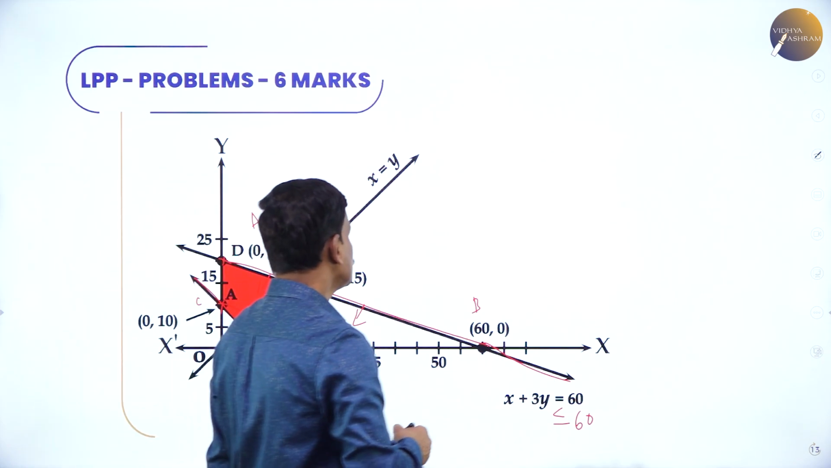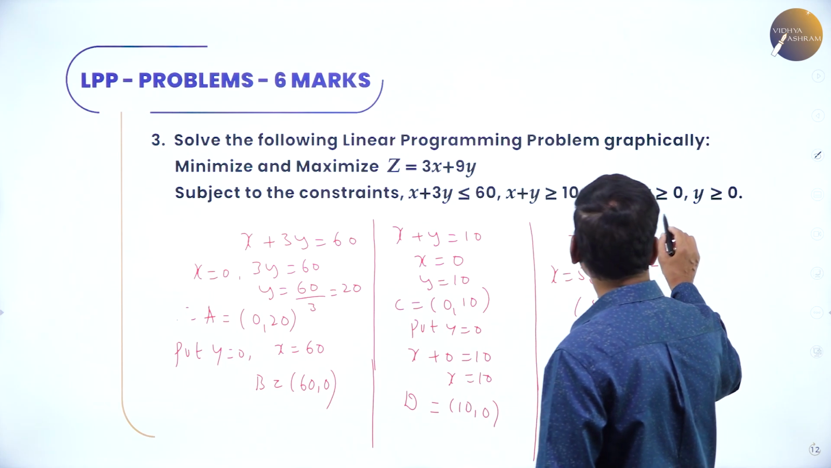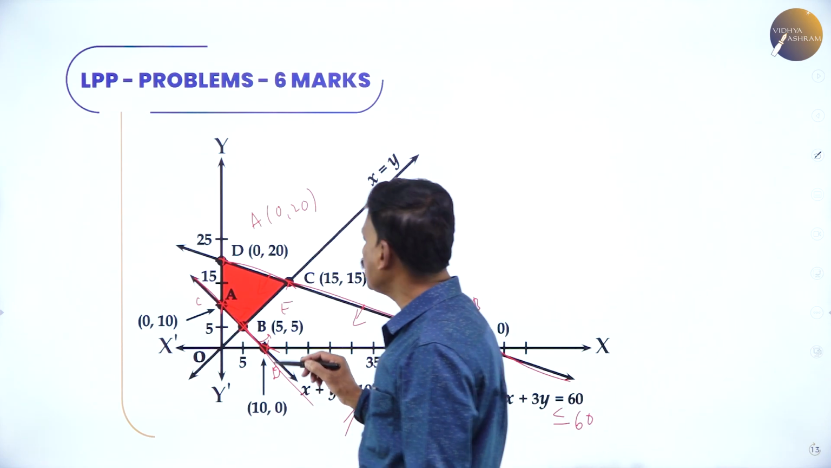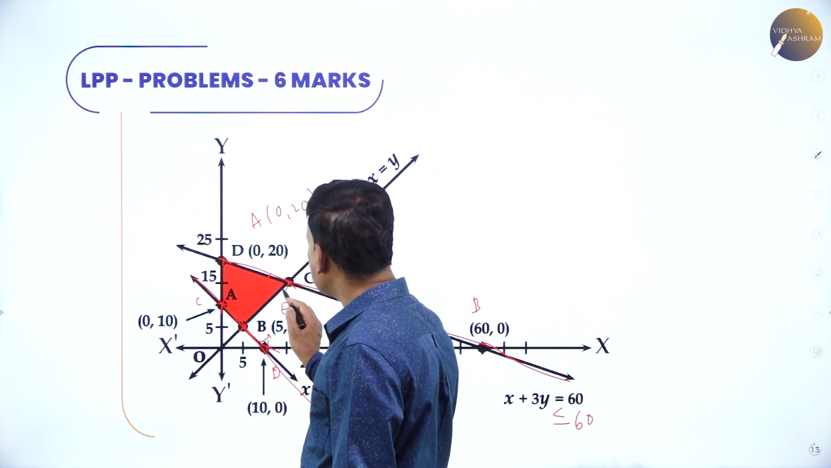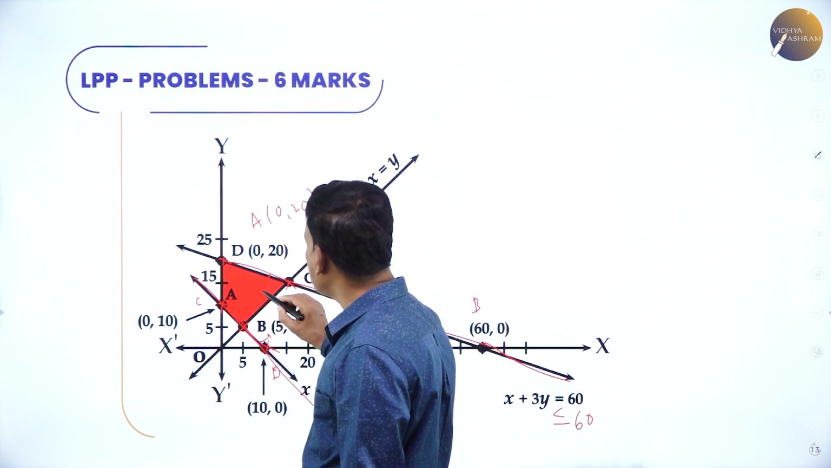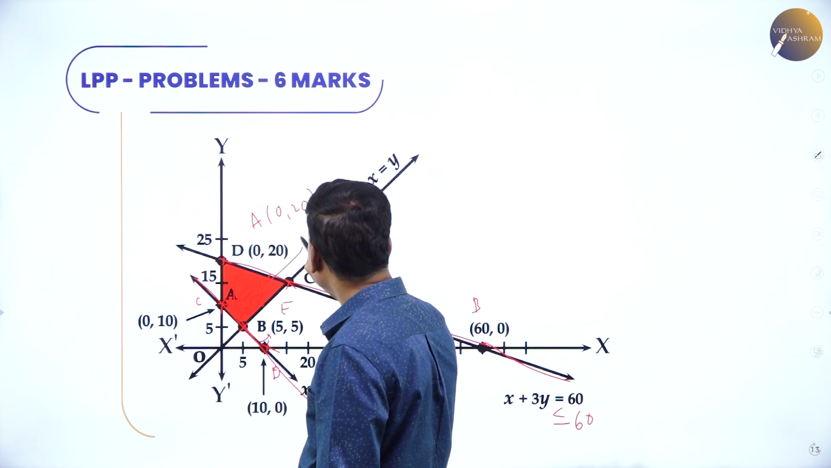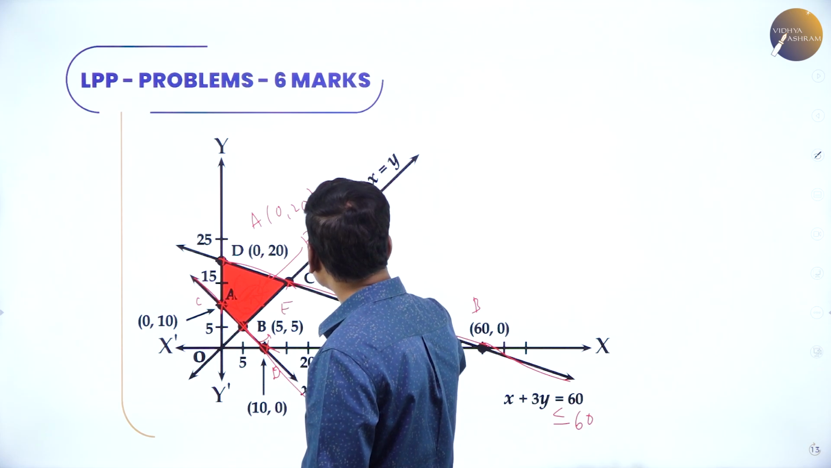Now, since here, what is the condition given? x is less than or equal to y. Since x is less than or equal to y, therefore the feasible region is towards the y axis. So this is the feasible region, the solution region.